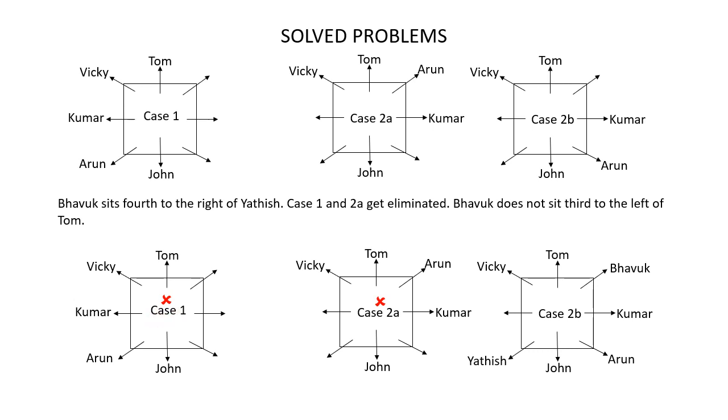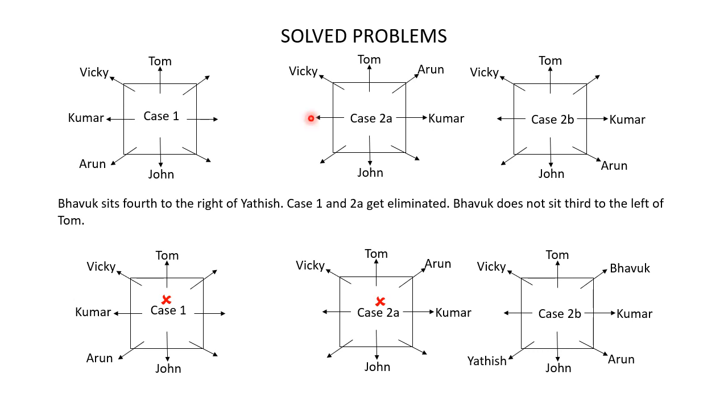Let's move on to case 2a. Now here Yatish can sit either here, here or here. Now if Yatish sits here, then fourth to the right of Yatish would be 1, 2, 3, 4, where Vicky is already sitting and Babu cannot sit in this position. Supposing Yatish sits here, then fourth to the right of Yatish would be 1, 2, 3, 4, where Arun is already sitting. So Babu cannot sit in this position.